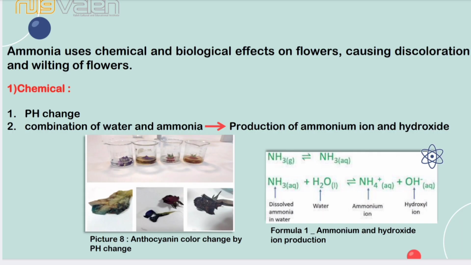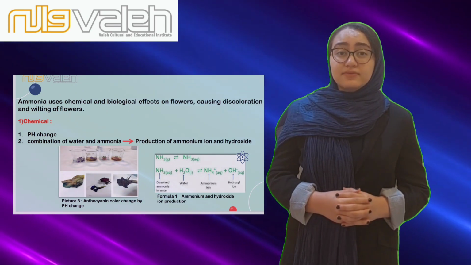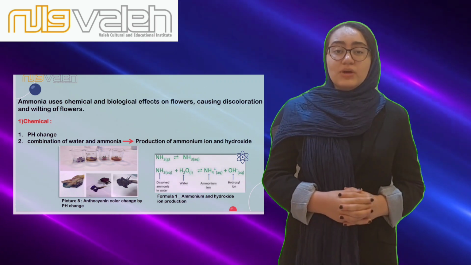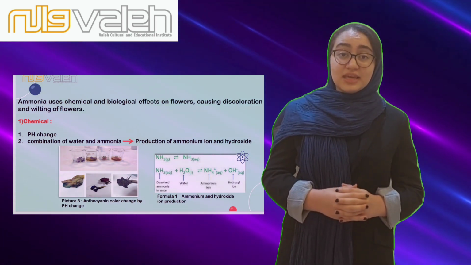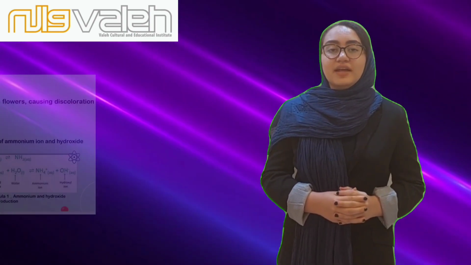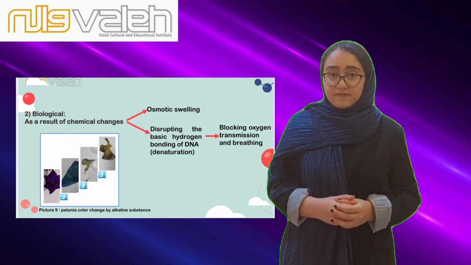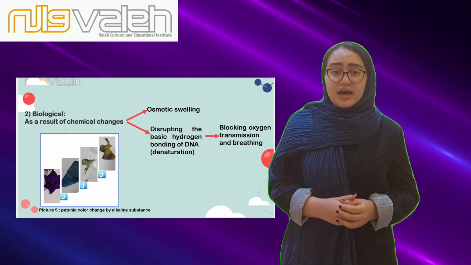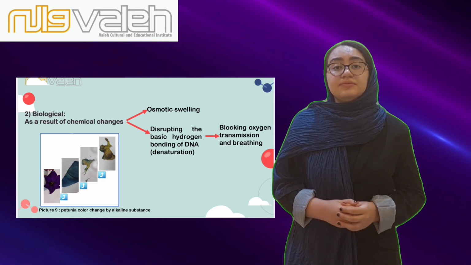Result and conclusion. Ammonia causes discoloration and also wilting of flowers through some biological and chemical effects. We have pH change and also ammonia and other compounds that cause ammonium and hydroxide production as chemical effects. As a biological effect, as a result of the chemical effects, we have osmotic swelling and also denaturation that cause blocking of oxygen transmission and also breathing of the cell.